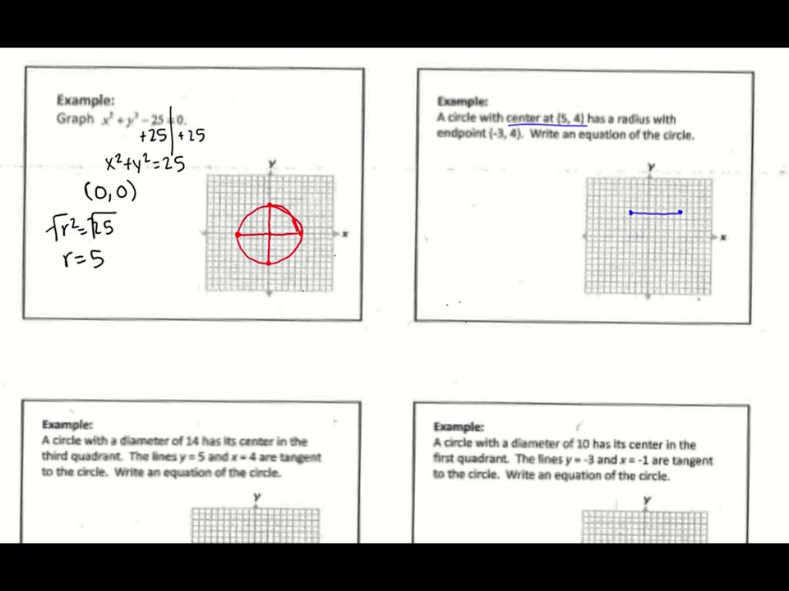I can count how many units in between. 1, 2, 3, 4, 5, 6, 7, 8. So that means my r is equal to 8. I've got my center and my radius. I can plug in to my equation. (x minus h) squared plus (y minus k) squared is equal to 8 squared. And if I rewrite this, I know 8 squared is equal to 64. This is my final answer.